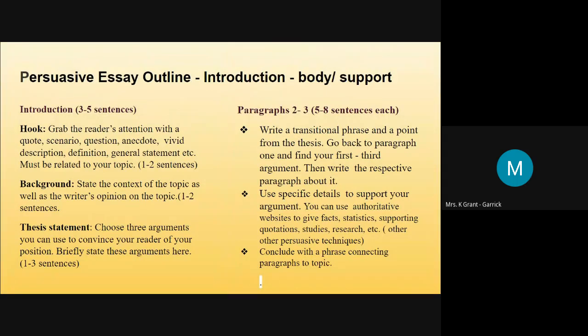Now, the persuasive essay, of course, has an introduction, body and supporting paragraphs, and of course, you have your conclusion. The introduction in the persuasive essay should have a hook, and the hook can be a quote, a scenario, a question, an anecdote, vivid description, definition, general statement, among other things. And we ensure that there's some context to the topic as you present your opinion. Ensure that you have 3 thesis points, and ensure that these thesis points are presented clearly in the paragraphs that you are hoping to convey.